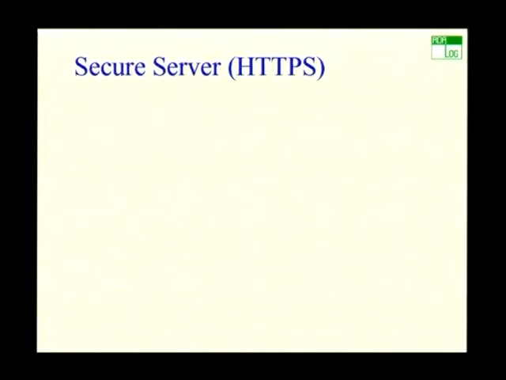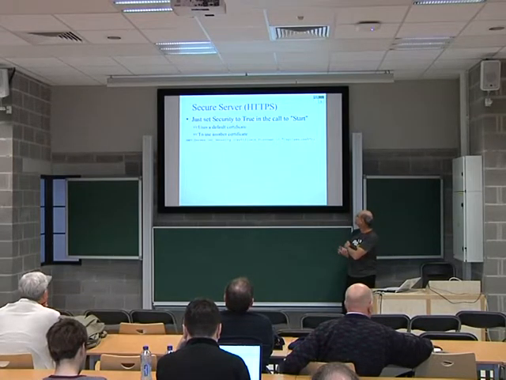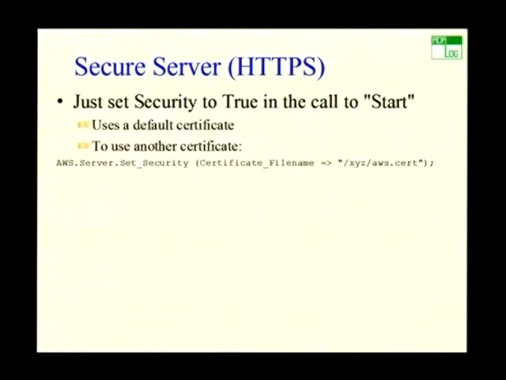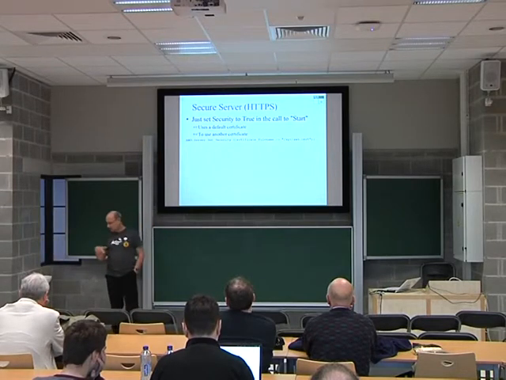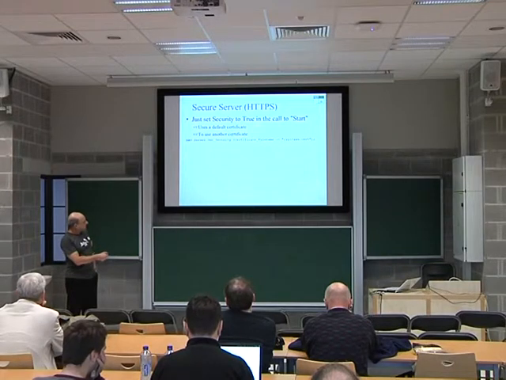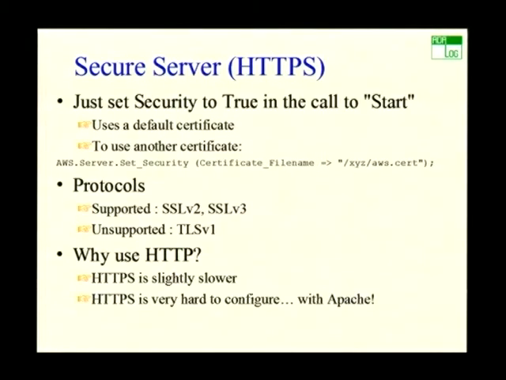Now, I mentioned that when you start a server, you can start it either as HTTP or HTTPS. Well, all you have to do is to set the security parameter to true, and that's all. It manages all the questions about the certificate. The simple version just uses its own certificate. Otherwise, if you want to go into it, you can specify which certificate to use. It supports various protocols. And so why would you want a server which is unsafe when you can have a safe one almost for free?